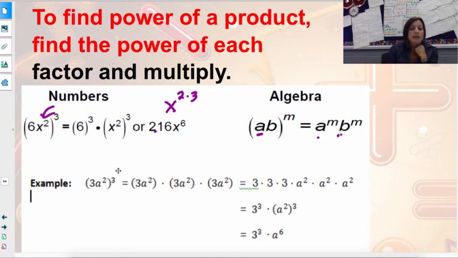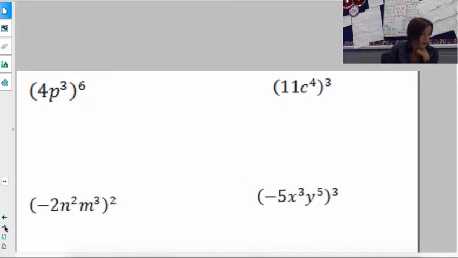Here's another long example. We've got 3a squared as our base, raised to the 3rd power. So that looks like 3 times 3 times 3 for the numerical part of it, and then a squared times a squared times a squared for the algebraic part of it. So 3 cubed is going to give us 27, and a to the 2nd raised to the 3rd power is going to give us a to the 6th. All right, lots of talking, we should be ready to go.